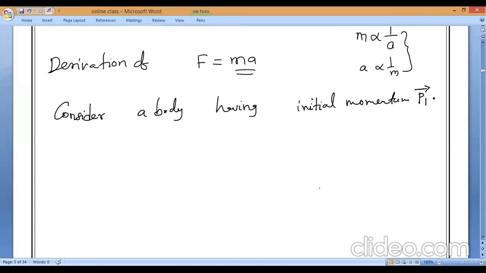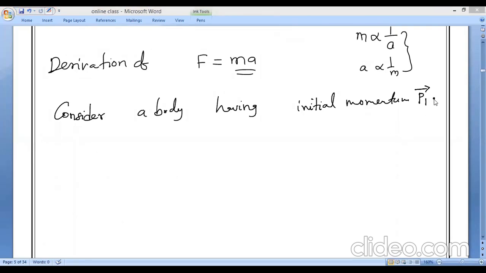Nobody is answering. Is momentum a vector or scalar quantity? Vector, that is what I am asking. What happened to the others? Nobody is writing the notes, that is what I can understand. If you are not interested, leave the meeting. No issues. Momentum is a vector or scalar quantity? Vector quantity. Maintain the notes.